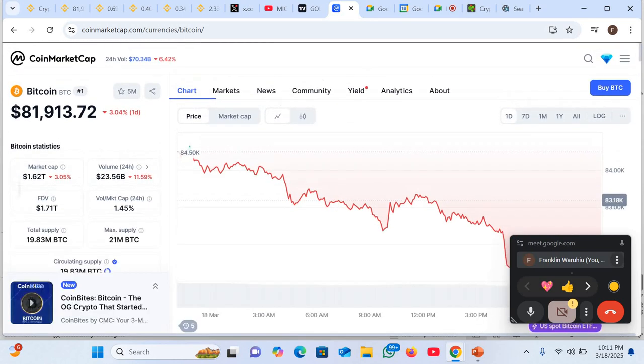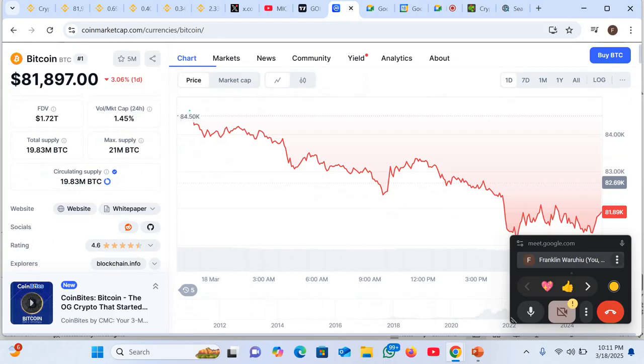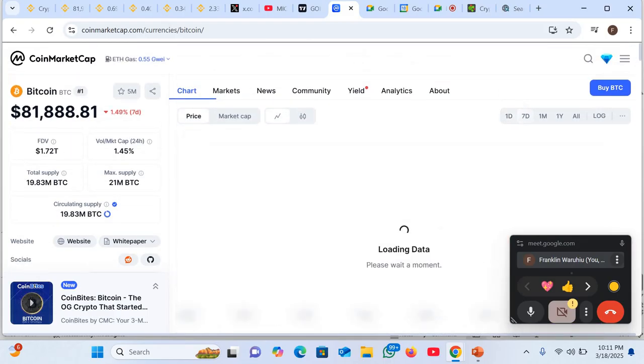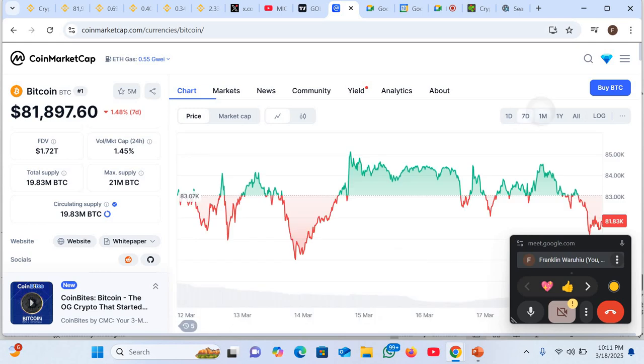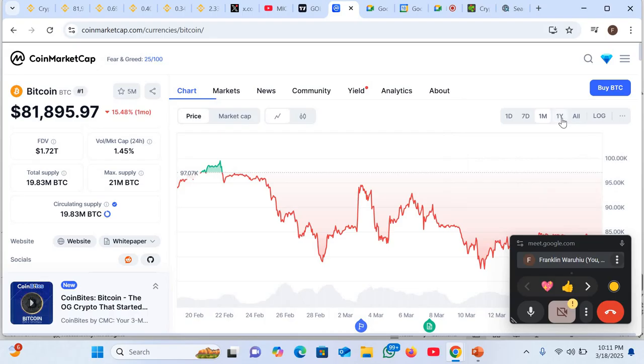You can clearly see CoinMarketCap is providing you with the price. The price is 81,914. It is also giving you the chart and showing you the performance over a certain period. In this case, from March last year, from March this year, all the way to date. You can set it to give you the last 7 days. You can also set it to give you the last 1 month. You can also choose the last 1 year and so on.